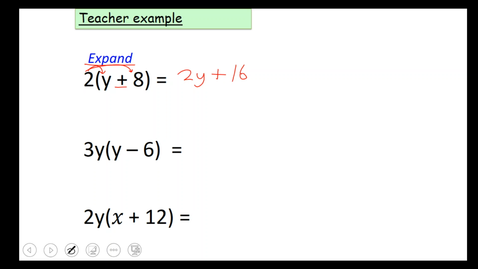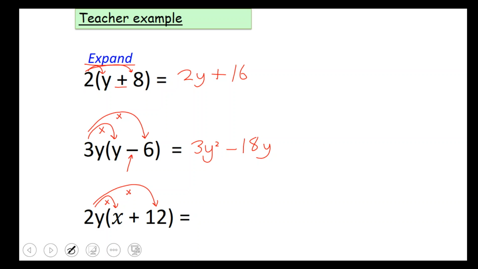Next one. Draw your arrows in first. Remember, the arrows mean multiply. 3y times y, you get 3y squared. Not 3yy, it's 3y squared. Now if you look at this sign here, it's a negative, so we write the negative sign in. 3y times 6, 18y.